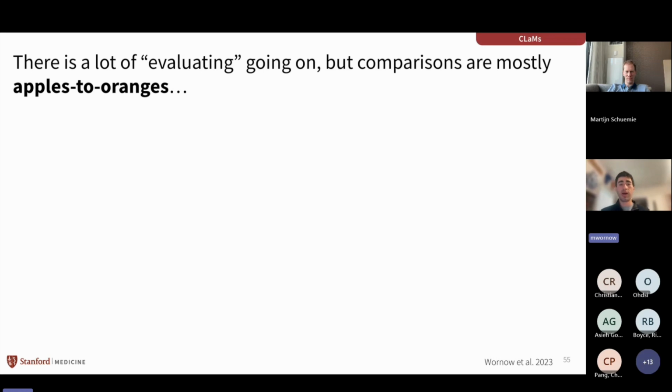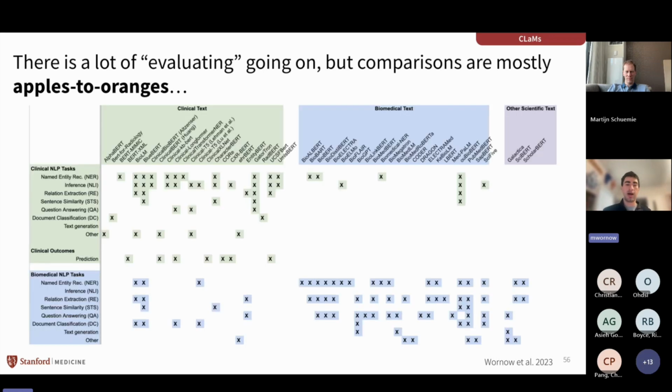There is also a lot of evaluation happening, but it's pretty apples to oranges. On the x-axis, you have all the different models we looked at. The y-axis is different types of tasks for clinical text. Nothing really to glean other than there's a lot of white space, right? The tasks that people are evaluating on are very different across different papers.